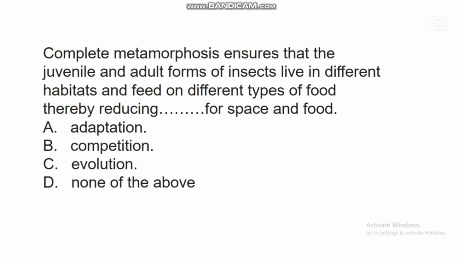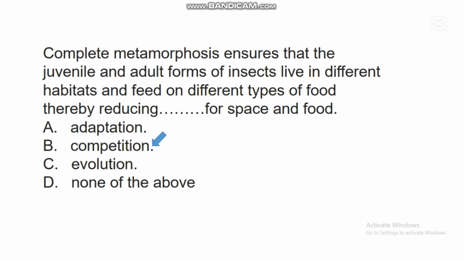The next question says, complete metamorphosis ensures that the juvenile and adult forms of insects live in different habitats and feed on different types of food, thereby reducing dash for space and food. A. Adaptation. B. Competition. C. Evolution. D. None of the above.